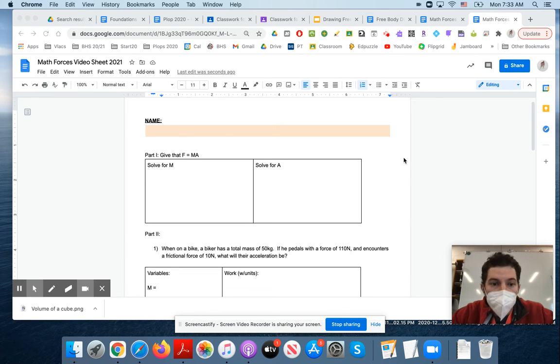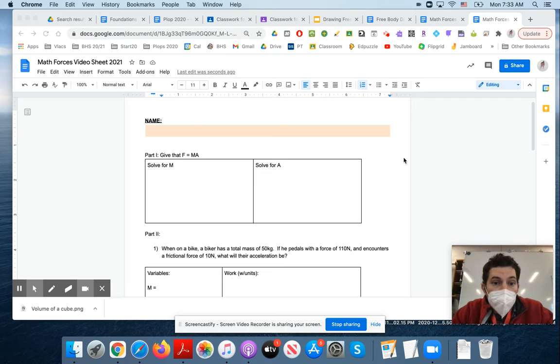You guys are going to be working on some practice math, and that math is essentially going to be Newton's second law. We're going to introduce Newton's laws next week, but this week we're going to be doing balanced and unbalanced forces, and we're going to apply those to the accelerations that we get when we are moving.